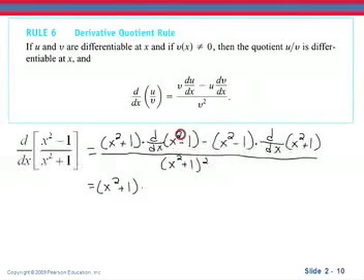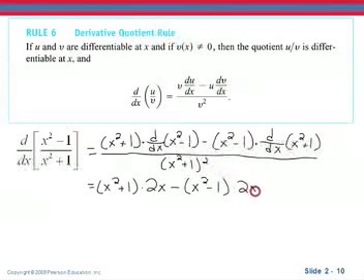So we have x squared plus 1 times the derivative of x squared minus 1. Well, the derivative of x squared is 2x, and the derivative of 1 is 0, minus x squared minus 1 times the derivative of x squared plus 1. Well, that derivative will also be 2x, and the derivative of 1, of course, is 0. And this is all over the denominator squared.